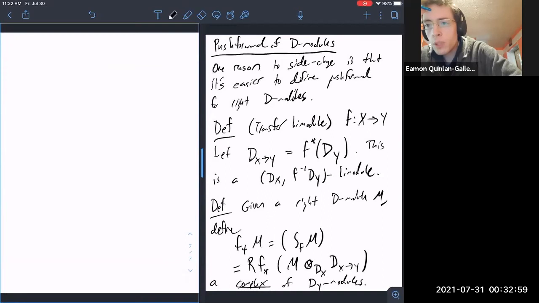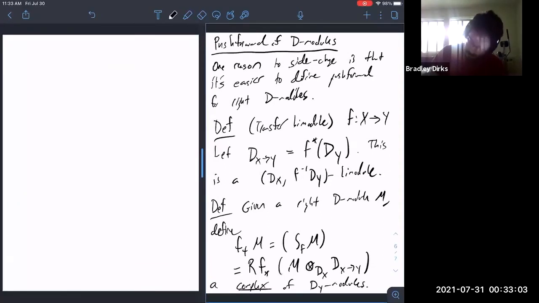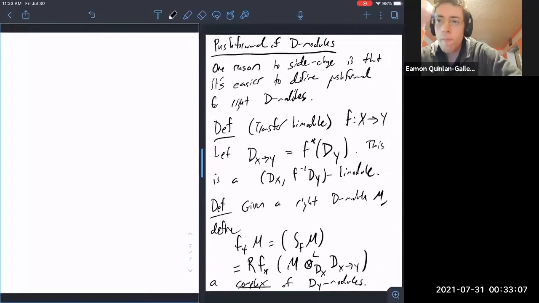Sorry, Brad, and should the tensor over D_X be left derived? Yeah, sorry, that's exactly right. This should be the left derived. Yeah, great.